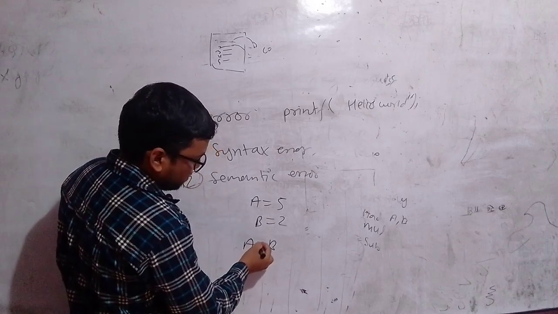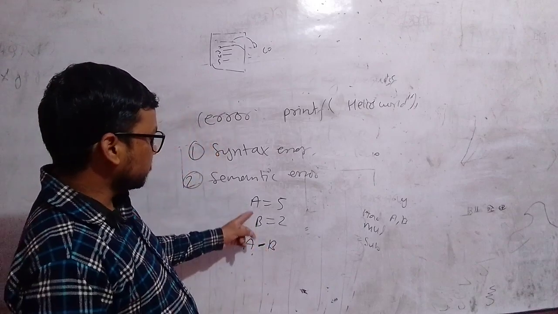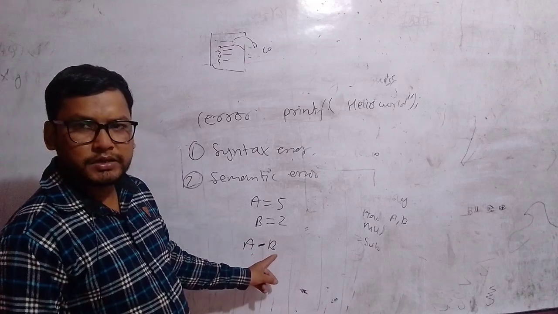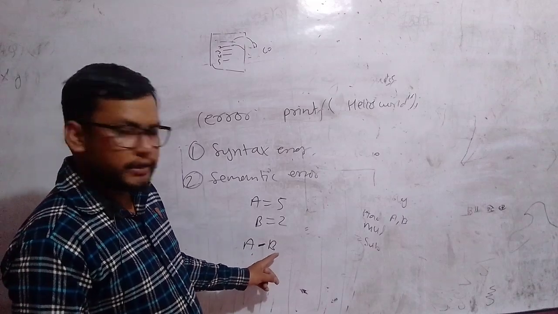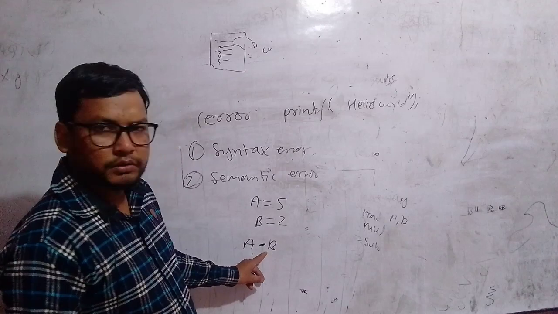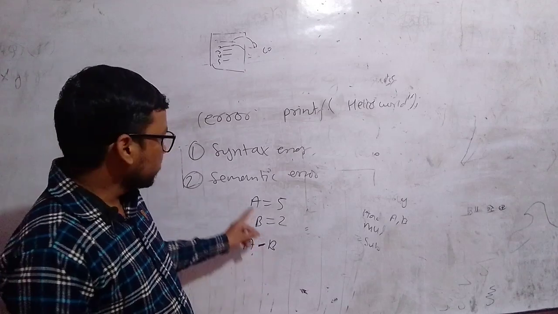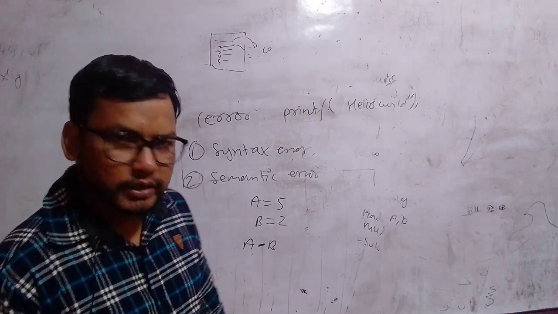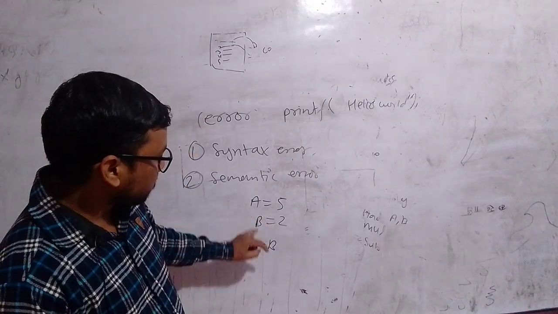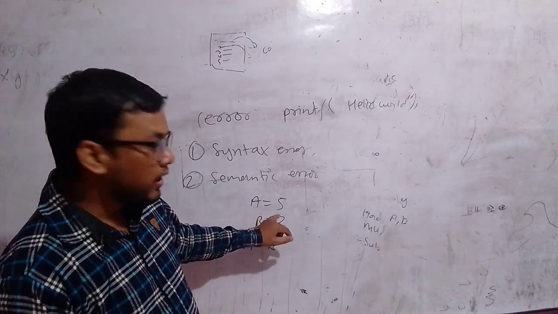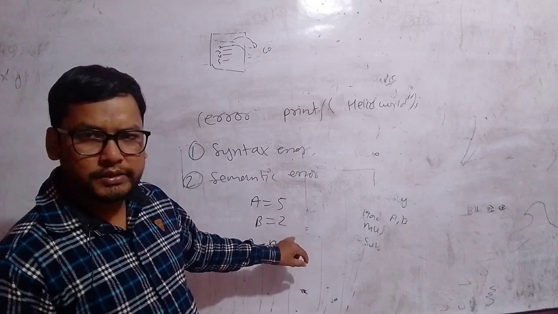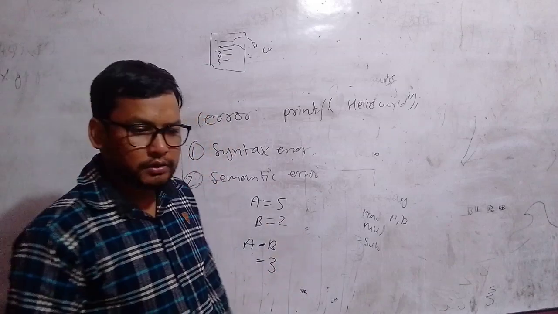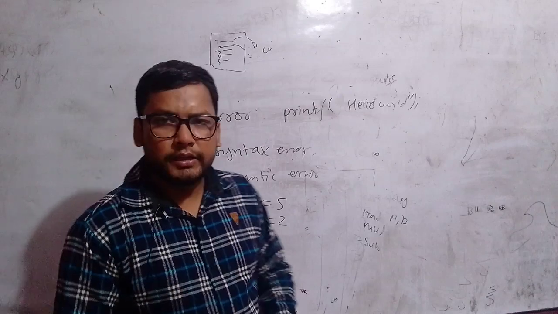Suppose we wrote A minus B. We wanted to perform addition of A and B, but we mistakenly wrote A minus B. This is syntactically right, but a semantic error. This does not give the meaning we wanted to say. We wanted to achieve the addition and our output would be 7 in this case, but we would obtain 3. This is called the semantic error.